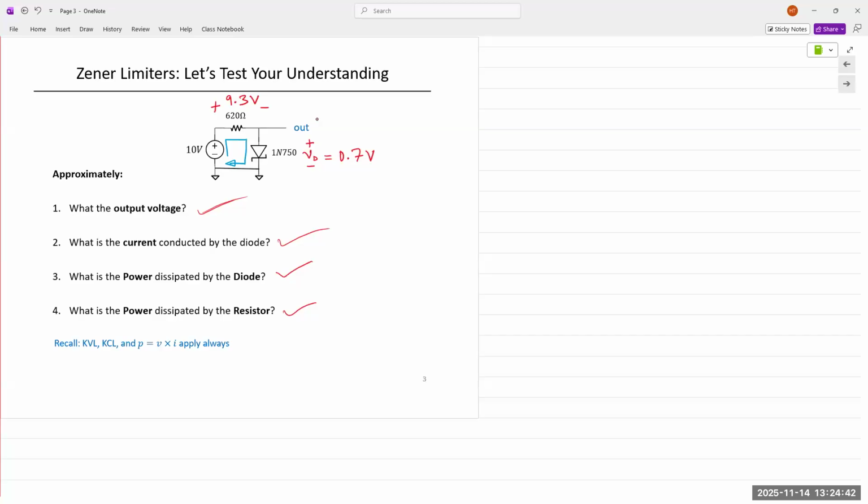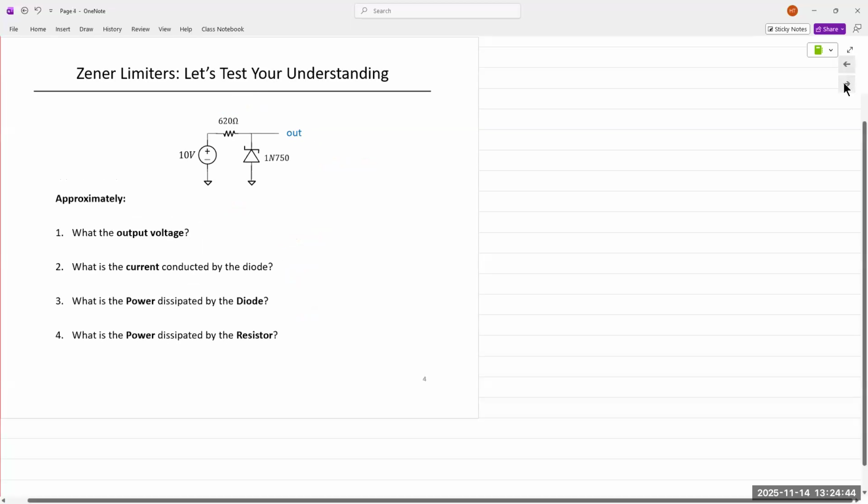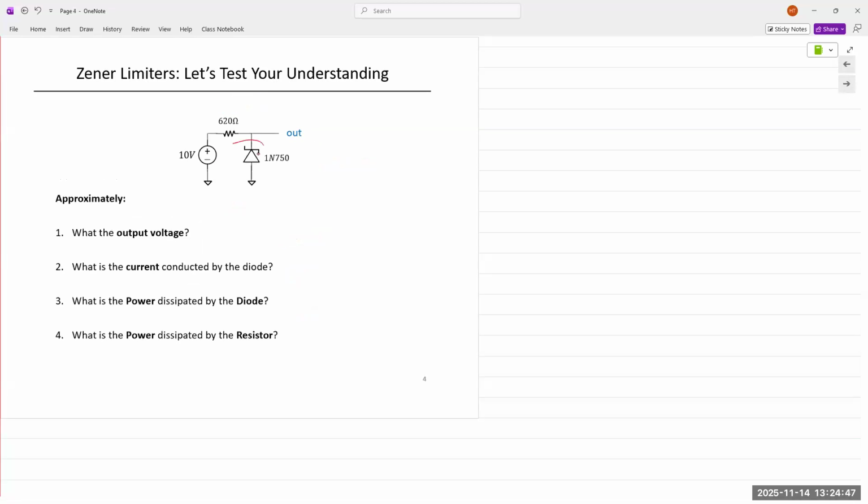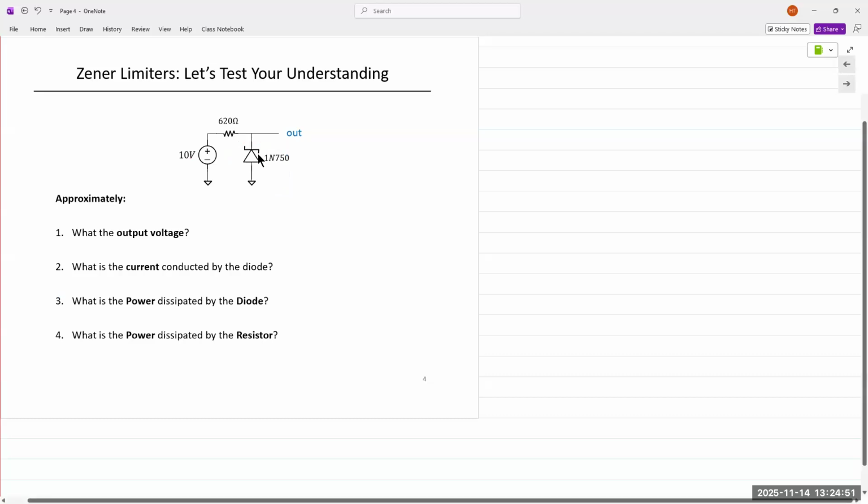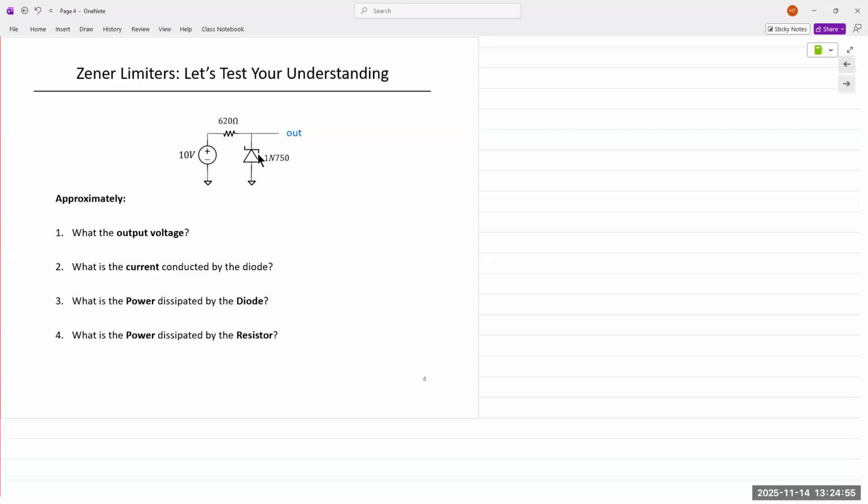But what happens if we reverse the polarity? Now we are connecting the Zener diode in reverse bias, or reverse mode of operation. What should change with regards to the operation? Let's take a pause while you think about it. And then let me know if you have any questions.